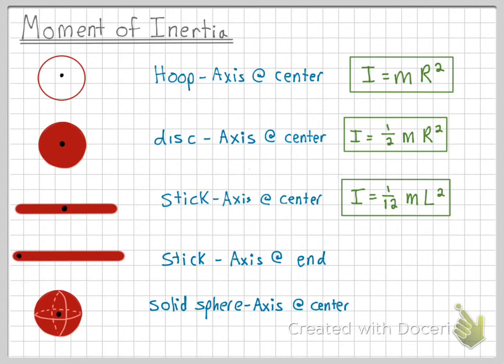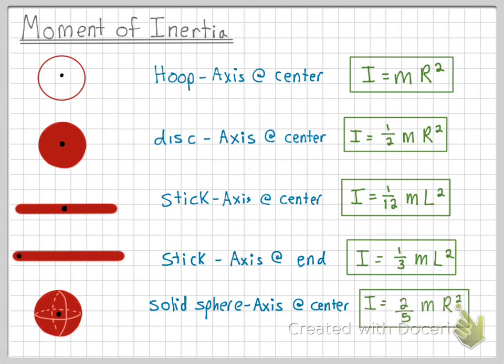For a stick with the axis at the end, the moment of inertia is equal to 1/3 times the mass times the length of the stick squared. And for a solid sphere with an axis at the center, its moment of inertia is 2/5 times the mass times the radius squared.